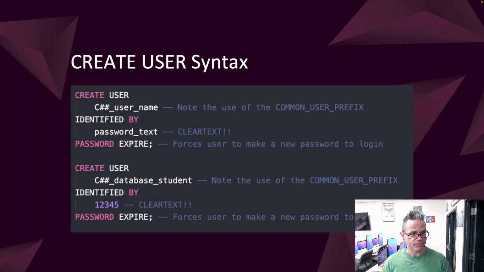So it's create user, then C##username, identified by, and the password text. Note the little note here: this is clear text, just specifying the clear text value. Then password expire, by adding that, it's saying that as soon as they log in they have to change their password, because you want to use that clear text password only as the initial password. Then C##database_student, same thing, 12345, and password expired. They can't keep using the 12345 password. That's just the basic structure of making a very simple user. There are more complex ways to deal with users, but this is just an introduction to how you could create a user inside a database system.